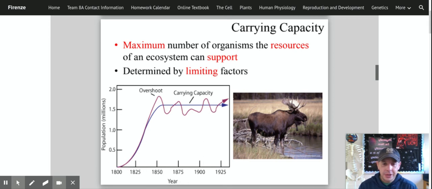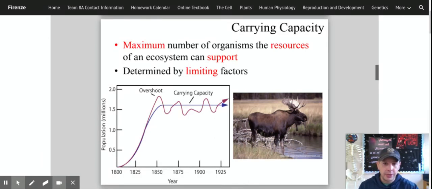Now, what happens to the moose population? Because this is not just a nice, pretty straight line here. You see this purple line, which involves the actual moose population going up and down. What happens is there are plenty of resources for the moose to continue to reproduce and live. So they reproduce, and they use the resources, and everybody's happy.